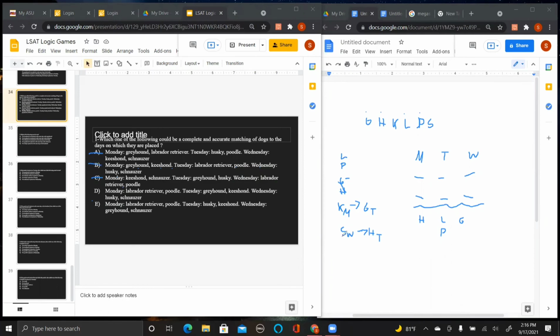Can't have that. And then does anything have the Schnauzer on Wednesday? Oh, this one has the Schnauzer on Wednesday. And is the H on Tuesday? No. There, the Husky is right there on Wednesday. That breaks the rule. So there we go. This has L and P together. The Husky and the Greyhound are nicely separate. The Schnauzer is on Wednesday, but the Husky is on Tuesday. So everything works out. So there we go. One out of the way.